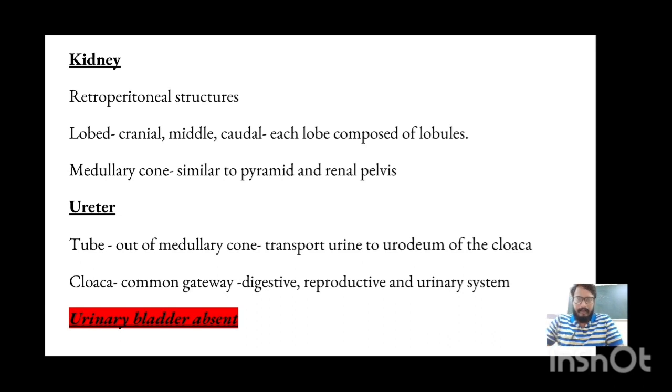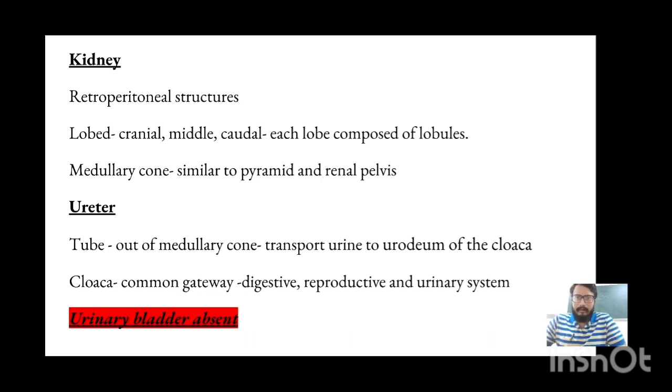So if you come to the kidney, even they are retroperitoneal structures. They are said to be lobed, and it consists of 3 lobes. It may be cranial, middle and caudal lobes, and each lobe is composed of lobules. And we have a special structure inside referred to as medullary cones, which is similar to the pyramid and the renal pelvis that we had seen in case of the other animals.